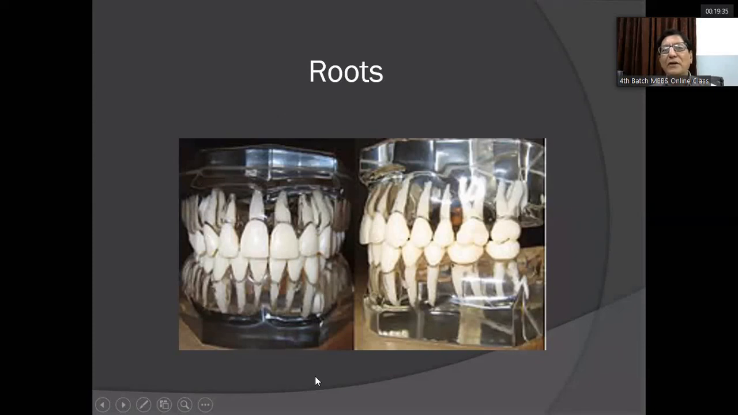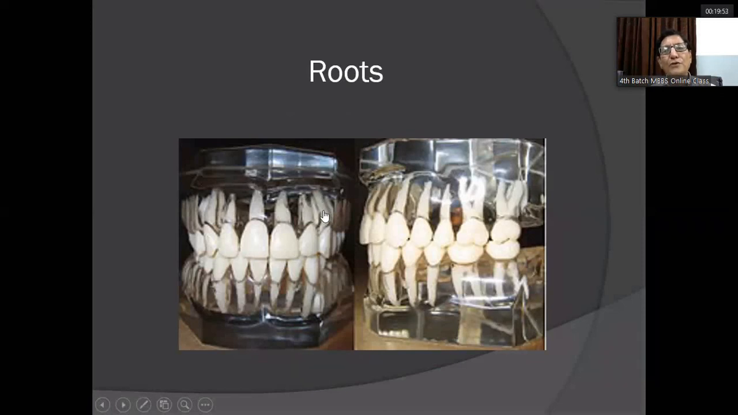And then once you talk about the roots. We have talked so much about the crown here. We have never talked about the roots. Now, if you look at the roots here, the central incisor has one root, a single root. Lateral incisor also has a single root. Canine also has a single root.